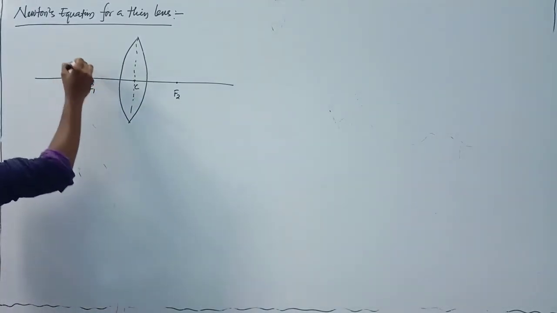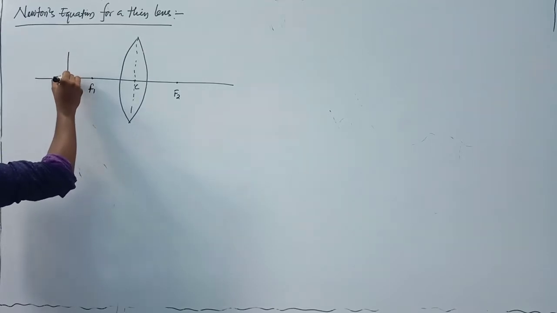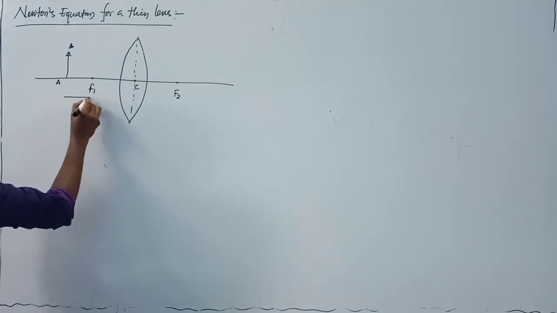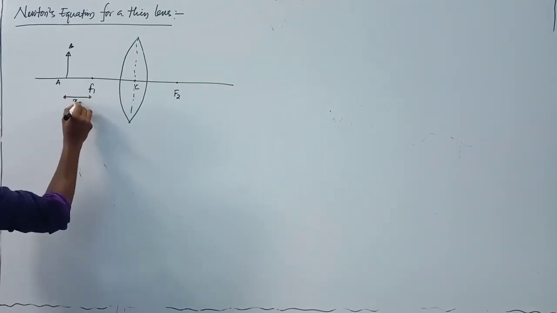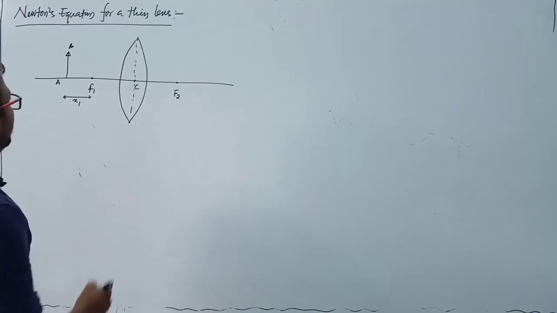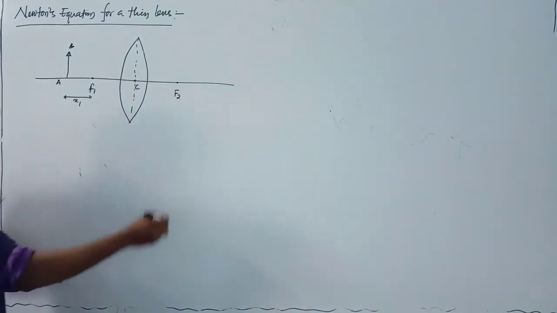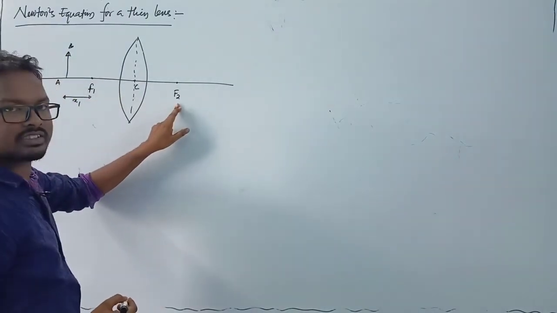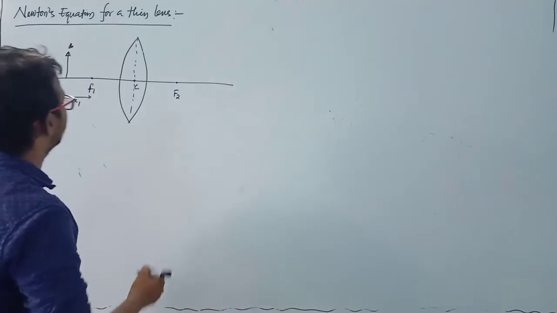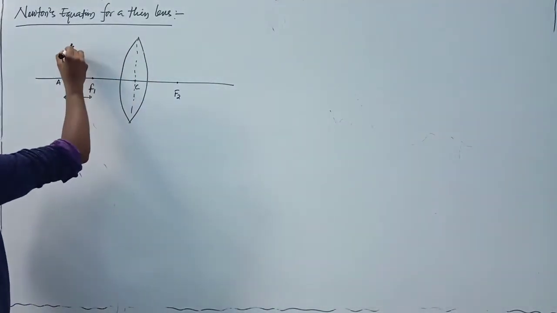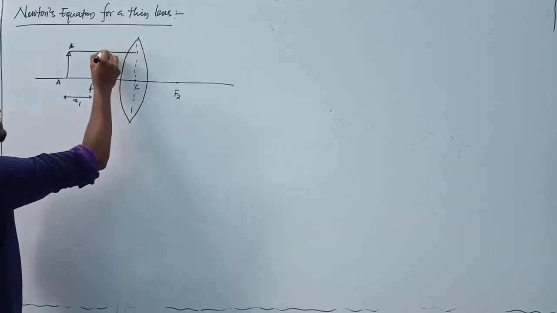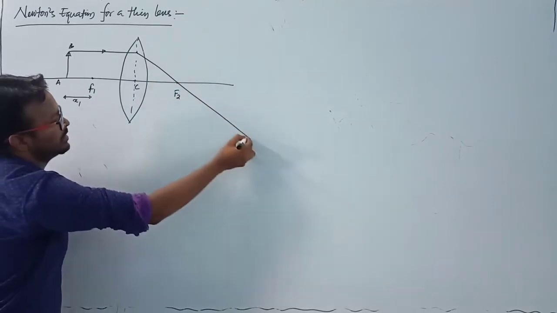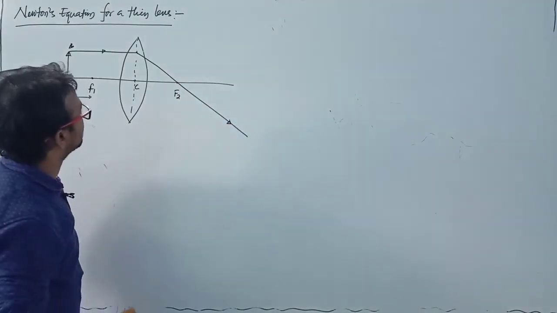Suppose we take an object beyond the focus point, and there is an object AB at a distance, suppose this distance is x1. Clear? And we get an image after the second focus. Suppose we get an image like this. The ray which is parallel to the principal axis, after refraction through the lens, passes through the focus point, or second focus.